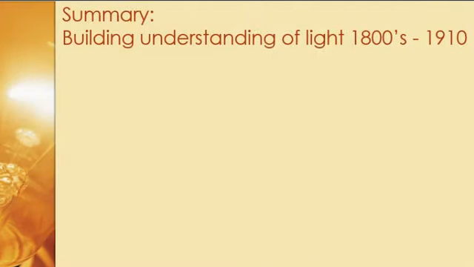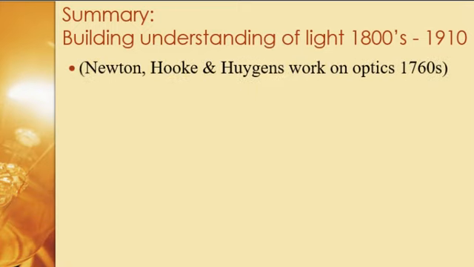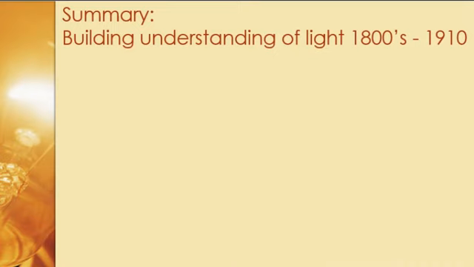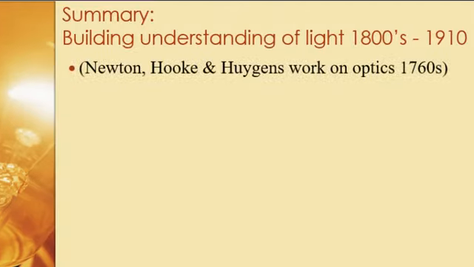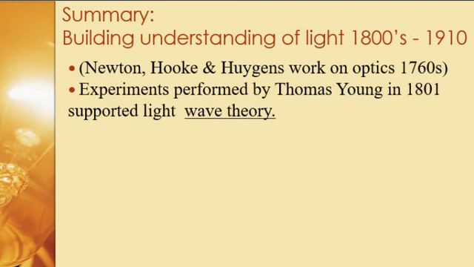All right, summary. Building understanding of light in the 1800s. We have Newton, Hooke, Huygens all working on optics in 1760s up to the 1800s. Okay, and then we have Thomas Young coming up with that very, very famous slit experiment. And he saw the interference patterns. He said, oh, it must be wave theory. So notice he's 1801. So they're still roughly in the same area.